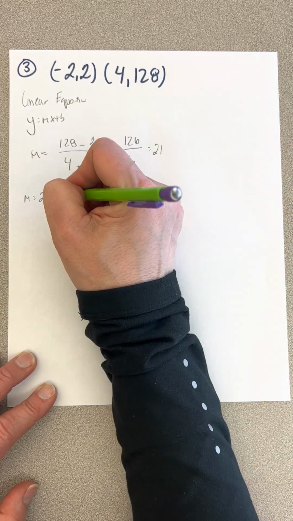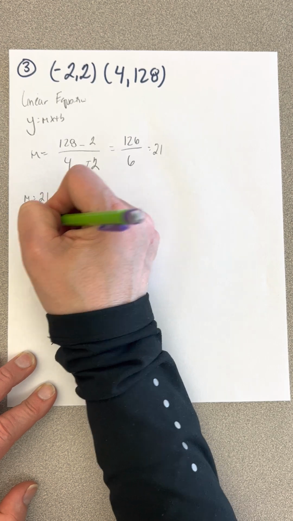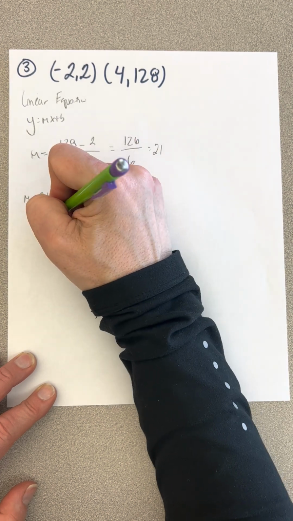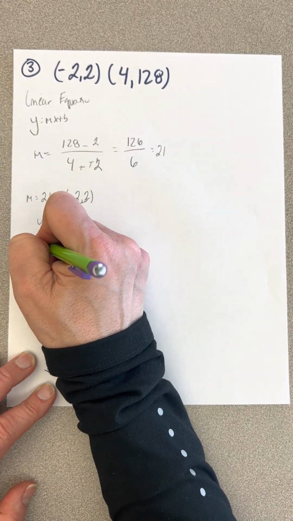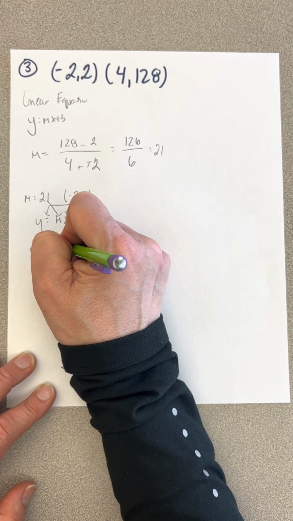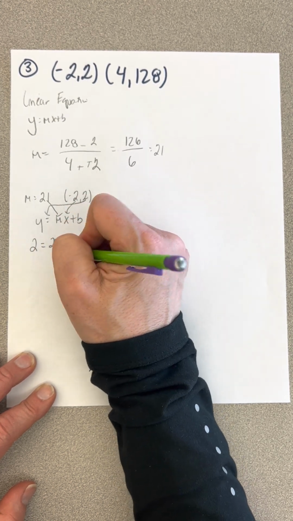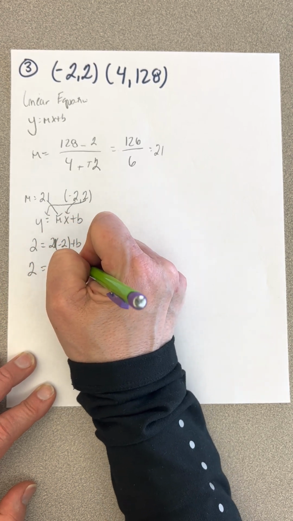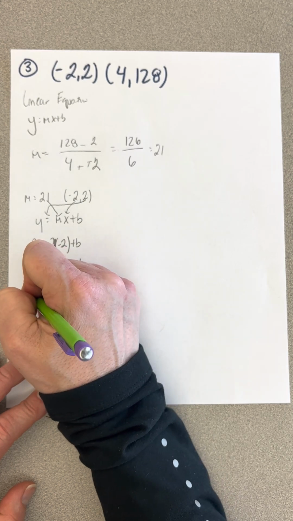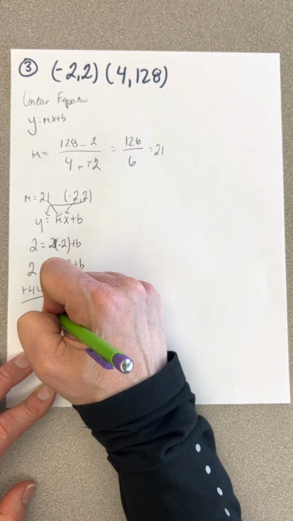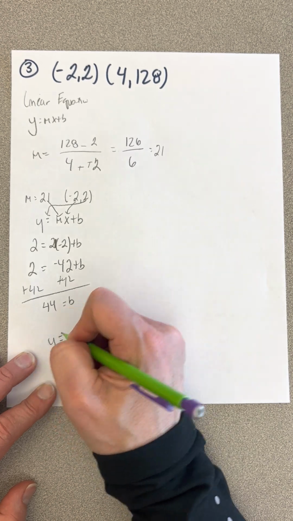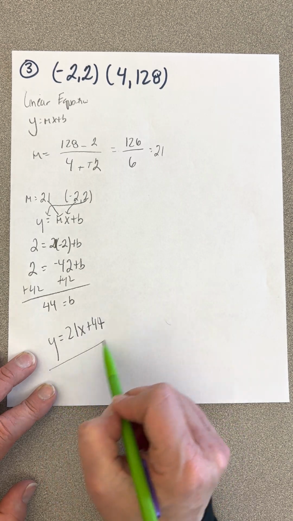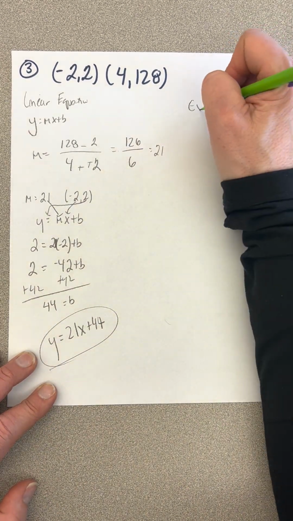I'm going to use one of the points. I'm going to use negative 2, 2 for my y equals mx plus b. My y is 2, my m is 21, and my x is negative 2. So 2 equals my m of 21 times my x of negative 2, plus b. 2 equals 21 times negative 2, which is negative 42, plus b. Add 42 to both sides. b equals 44. So my equation is y equals 21x plus 44. That's my linear equation.